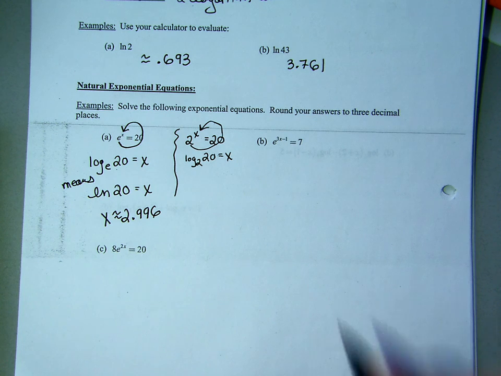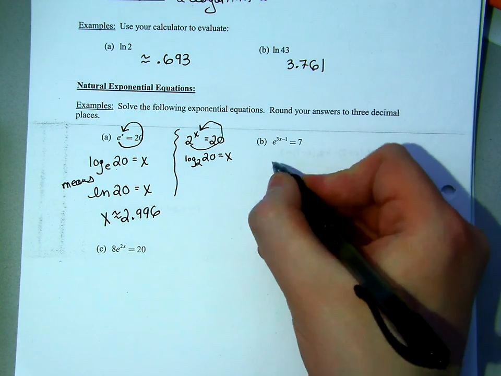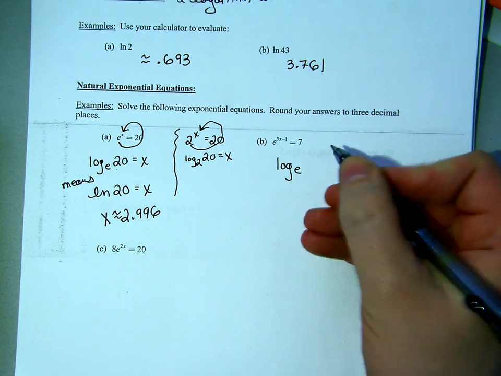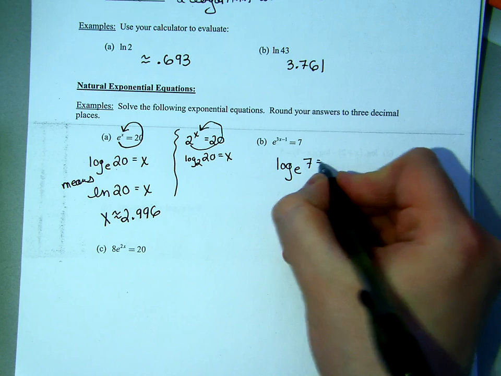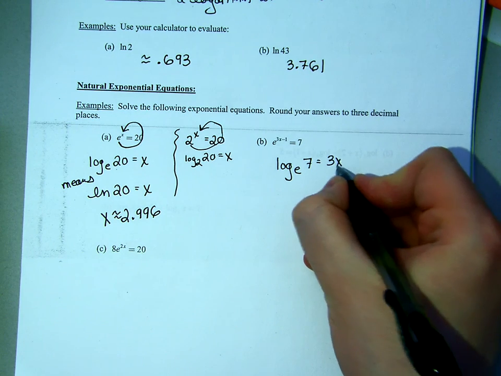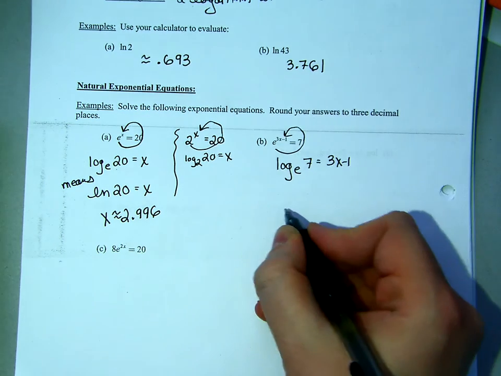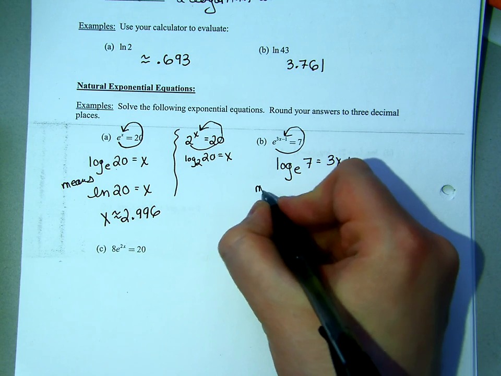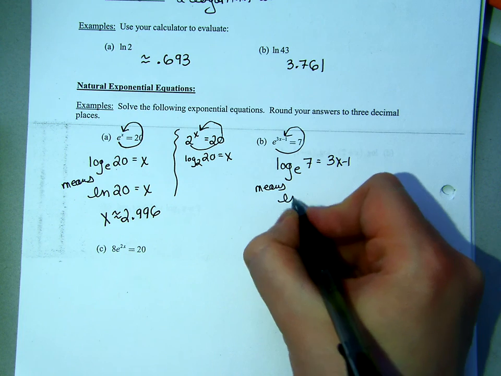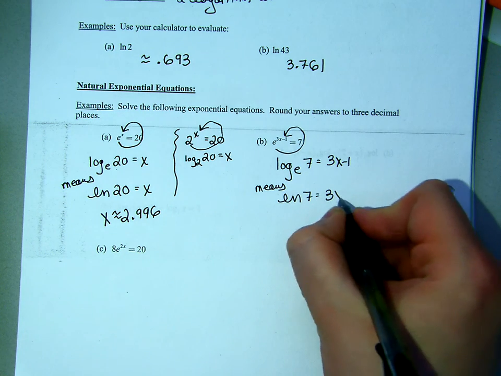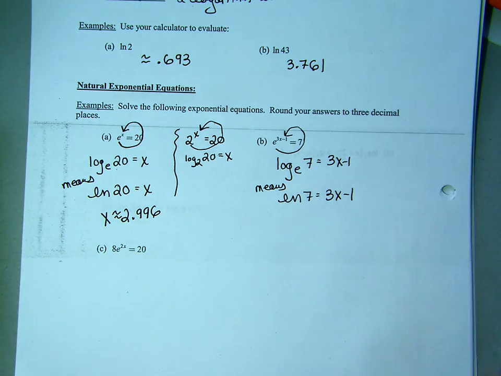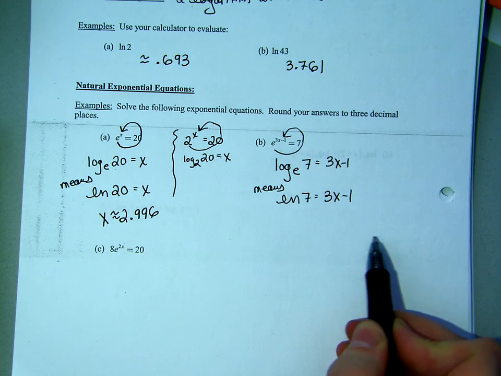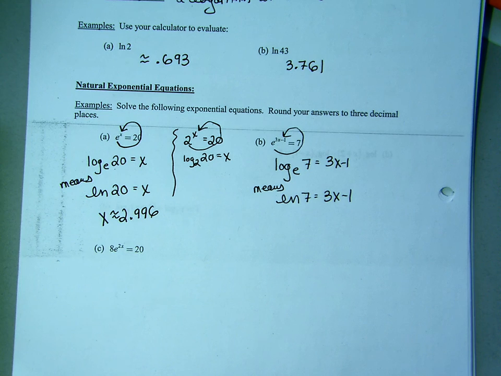Letter B. If we write letter B in log form, what's the base of our log? Log base e of 7 equals 3x minus 1. But log base e means the same thing as what? ln, the natural log of 7. That means ln of 7 equals 3x minus 1. What I need you to do now is type in ln 7 on the calculator, get a decimal, and then go through the algebra to get the x by itself.